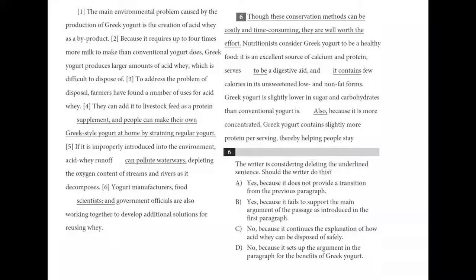Number 6. The writer is considering deleting the underlined sentence. Should the writer do this? D. No, because it sets up the argument in the paragraph for the benefits of Greek yogurt. The paragraph includes several benefits of consuming Greek yogurt, particularly in regard to nutrition and satisfying hunger, to support the sentence's claim that the conservation efforts are well worth the effort. This transition echoes the passage's earlier claim that the advantages of Greek yogurt outweigh the potential drawbacks of its production.